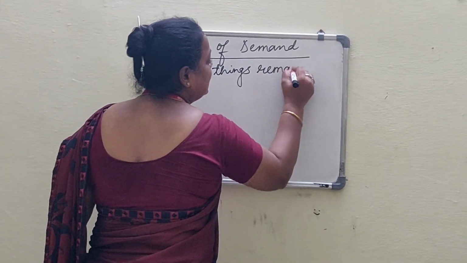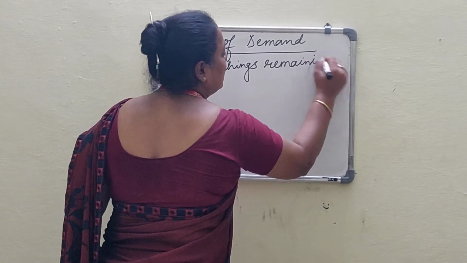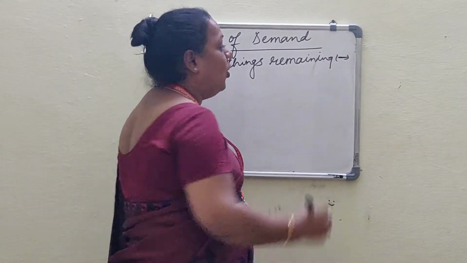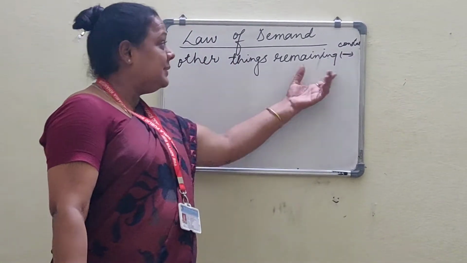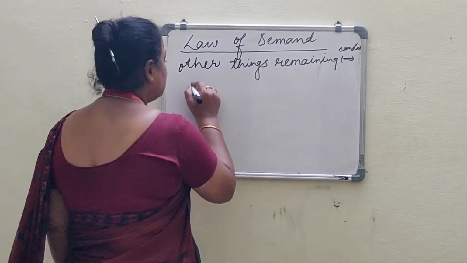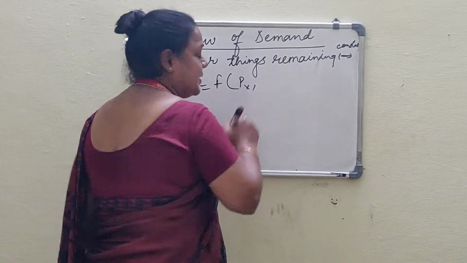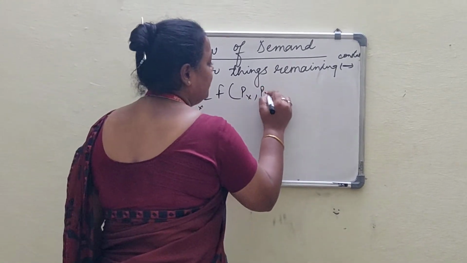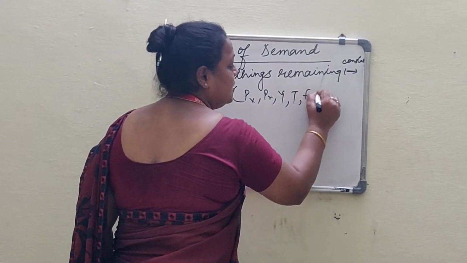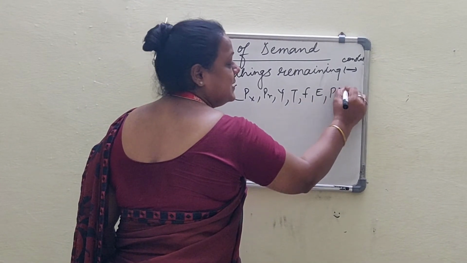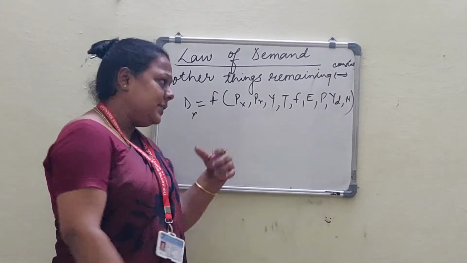Now, what are these other things remaining constant? Let me write it down for a proper understanding. Just now I told you demand is functionally related to the price of X commodity, price of related commodities, income, taste, fashion, expectations, preferences, YD, N, and N number of things. Is it so? These were the things.